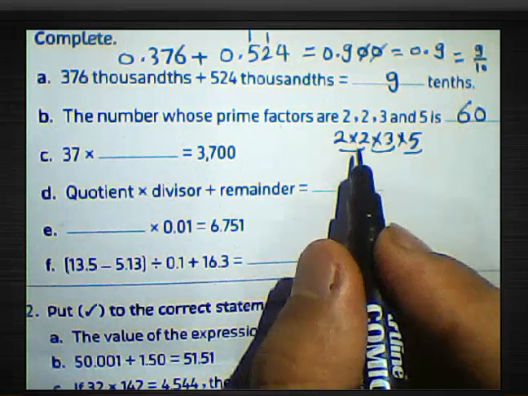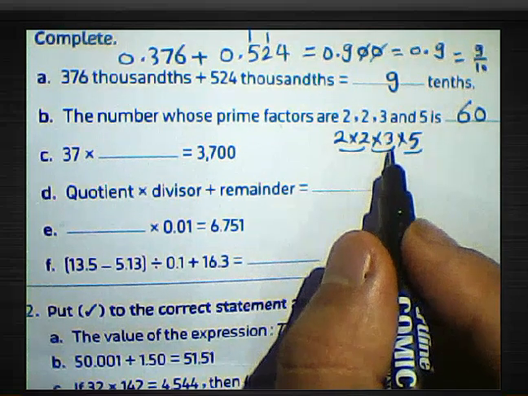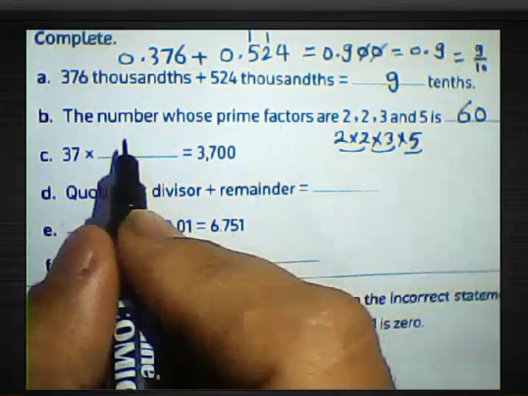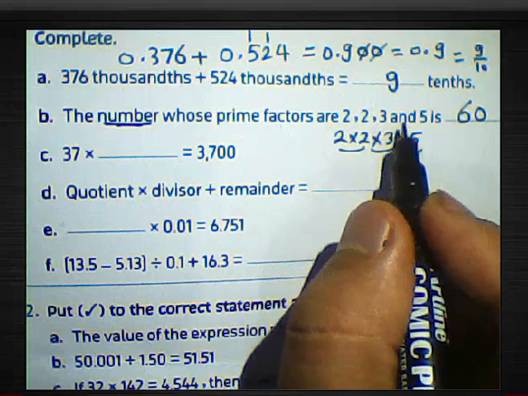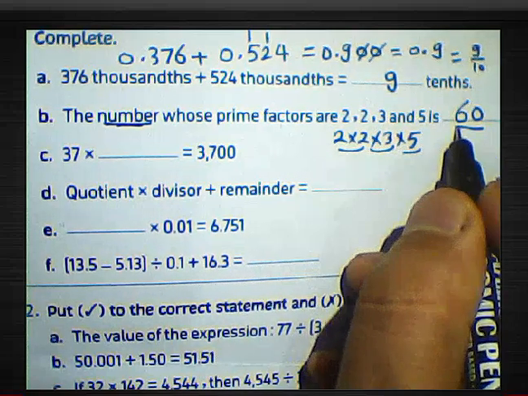Okay, 2 times 2 is 4. 4 times 3 is 12. 12 times 5 is 60. Then the number whose prime factors are 2, 2, 3, and 5 is 60. Okay, 60.